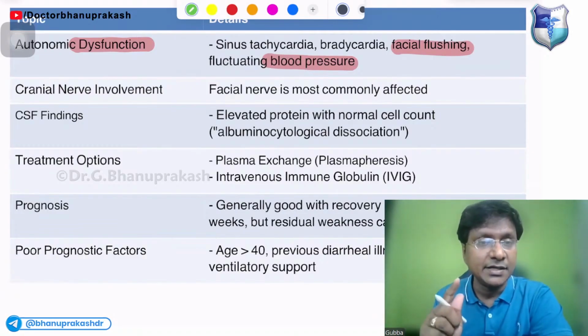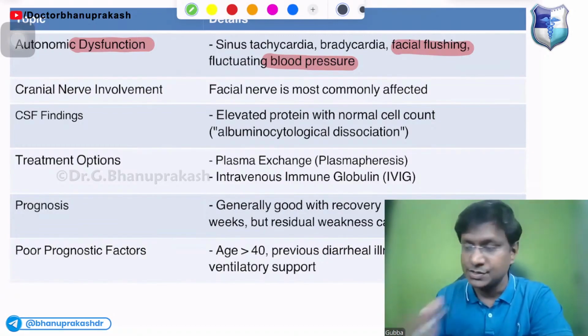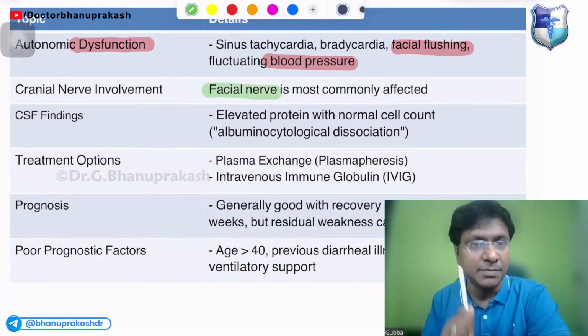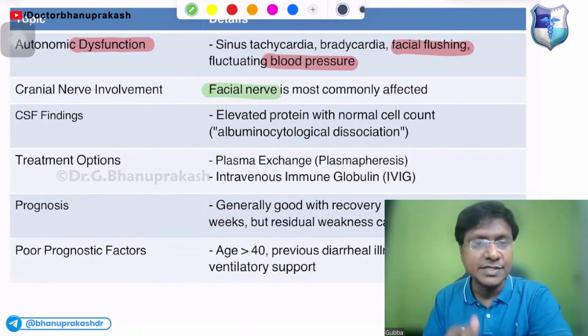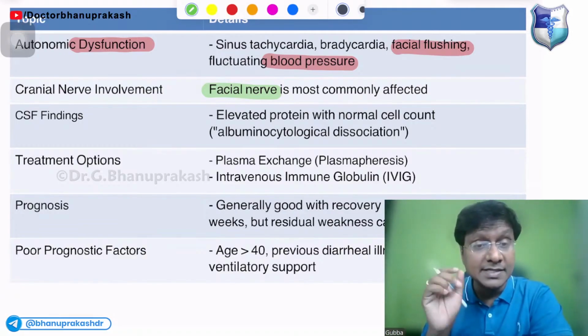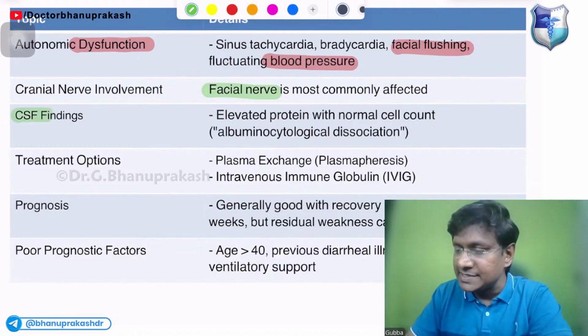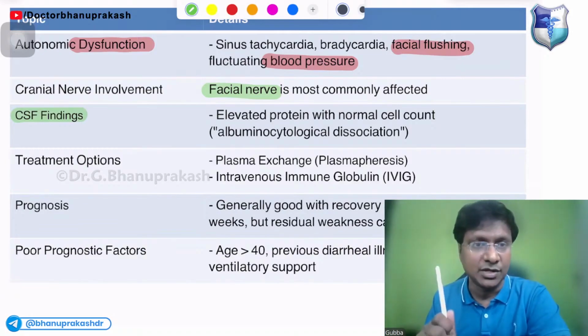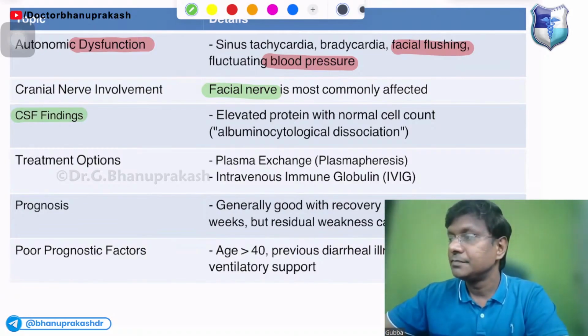And is there any cranial nerve involvement in Guillain-Barre syndrome? Yes. What is the most common cranial nerve affected? The facial nerve is the one commonly affected. Then how will you diagnose Guillain-Barre syndrome? You have many investigations, but the investigation of choice is the antibody, that is anti-GM1 antibody. Now, CSF analysis in these individuals will show the presence of albuminocytological dissociation.